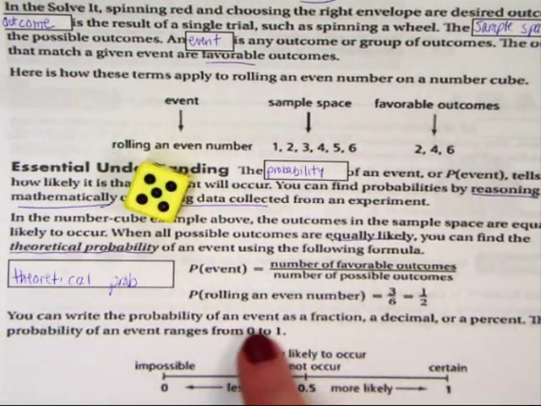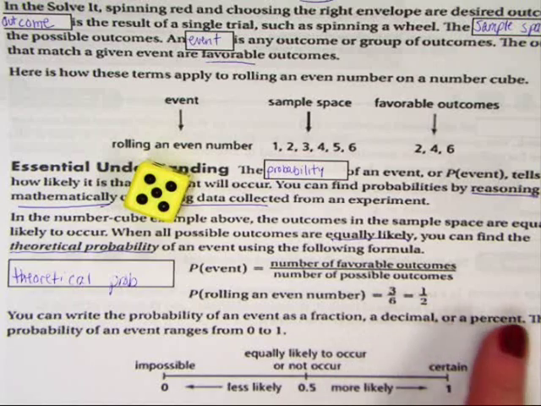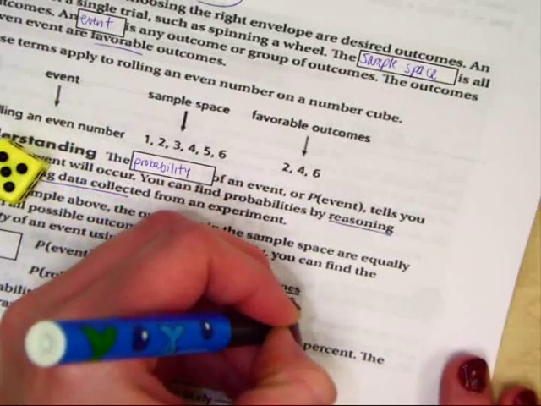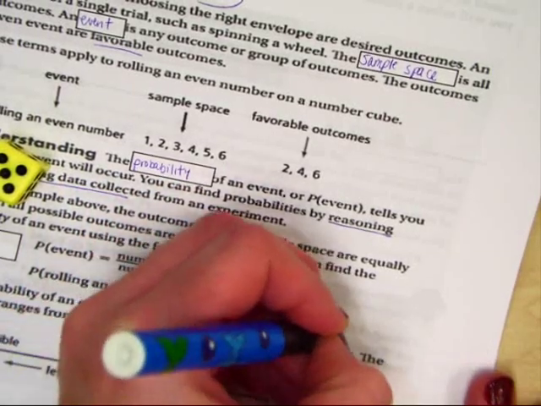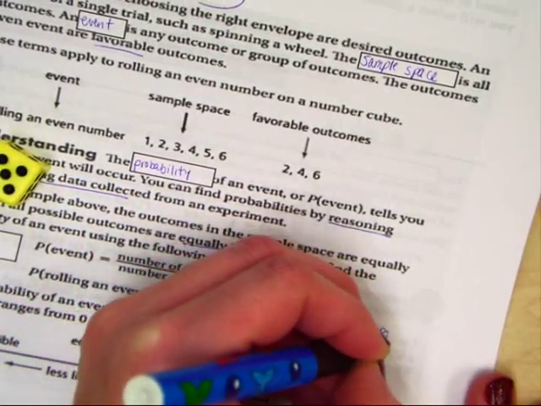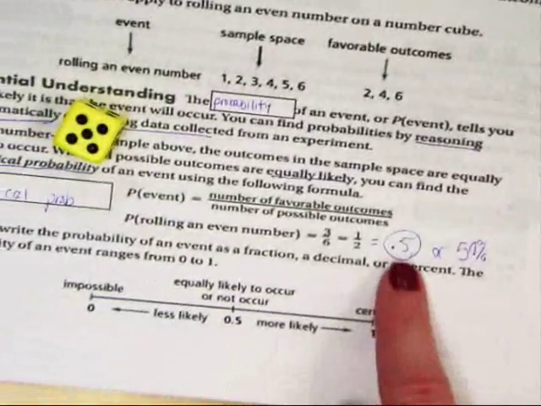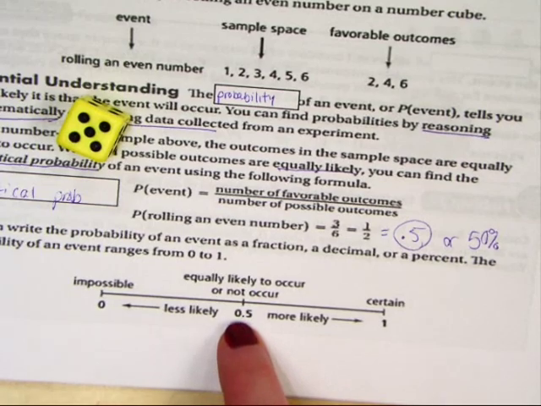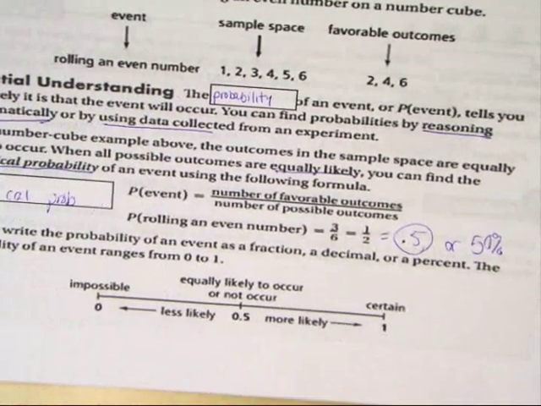Now you can write the probability of an event as a fraction, a decimal, or a percent. The probability of an event ranges from 0 to 1. For example, this one would be a 0.5 or what we call a 50%. So you see how it's a 0.5? It would be equally likely to occur or equally likely not to occur. Let's try a couple of these problems.